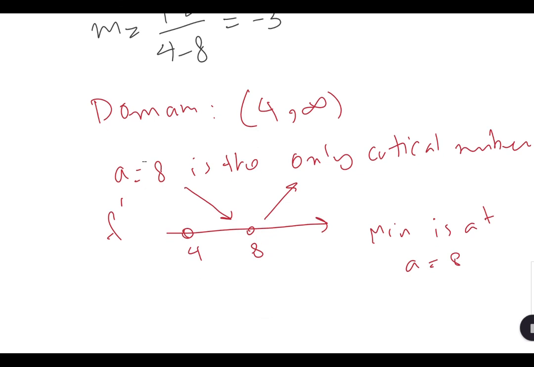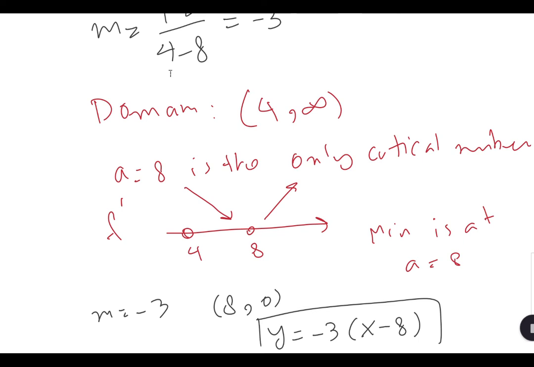The last piece is to use that m to write down the equation of the line. And for the equation of the line, I can use m equal to negative 3 and the point (8, 0). And so what I get is y is equal to negative 3 times (x minus 8). And that's the equation of the line that gets you the minimal area.